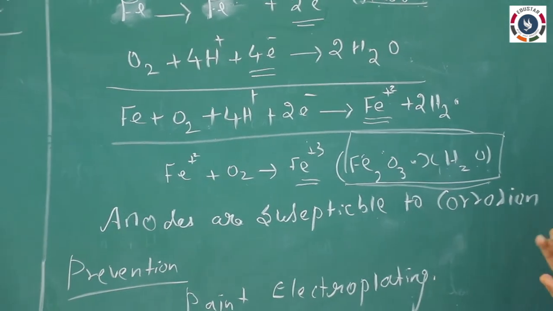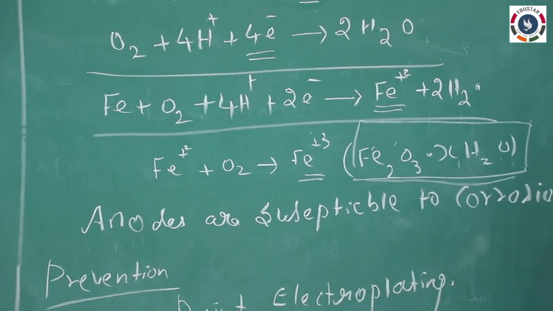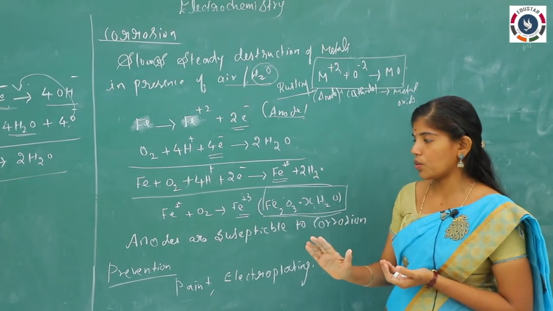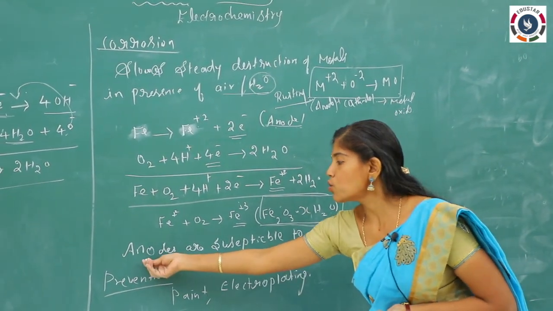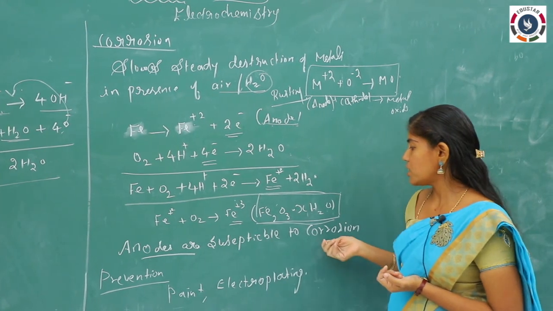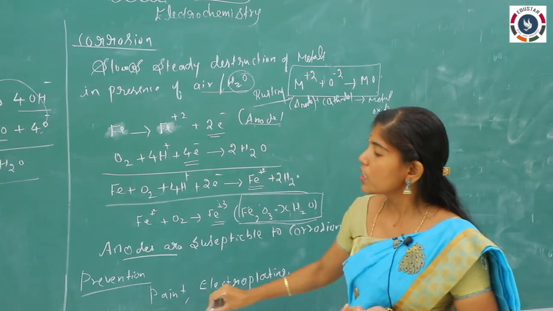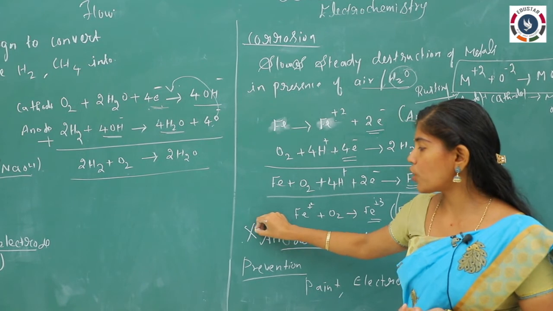Always remember, anodes are susceptible to corrosion and cathodes never corrode. So, anodes are the ones which are very susceptible to corrosion. It is an important point you have to remember.